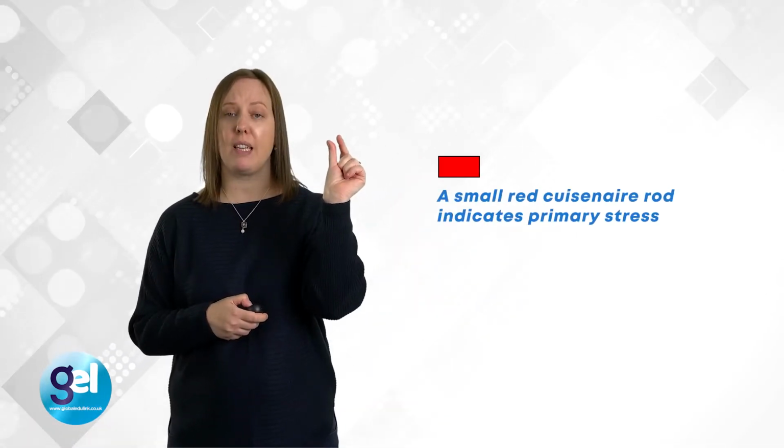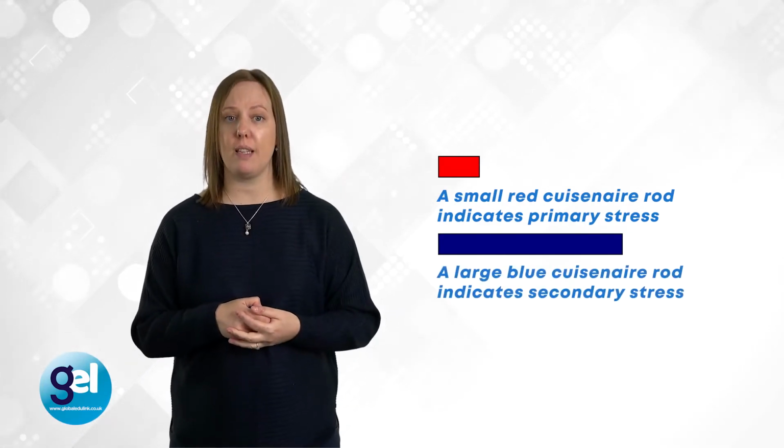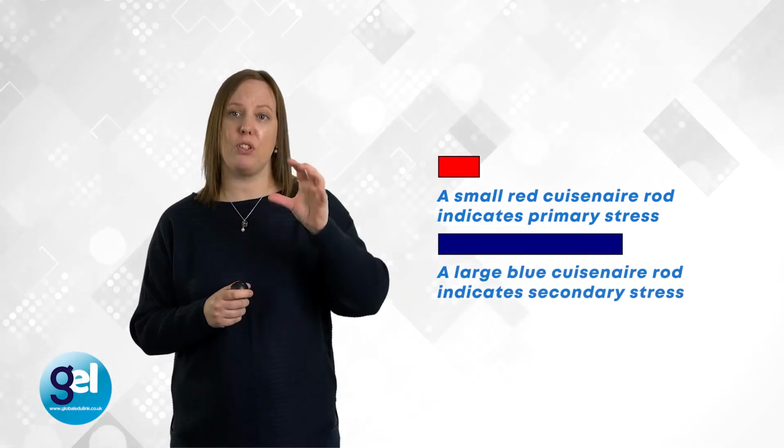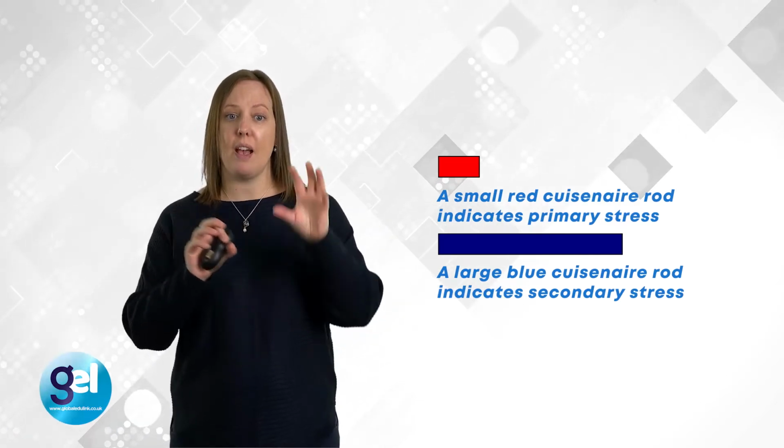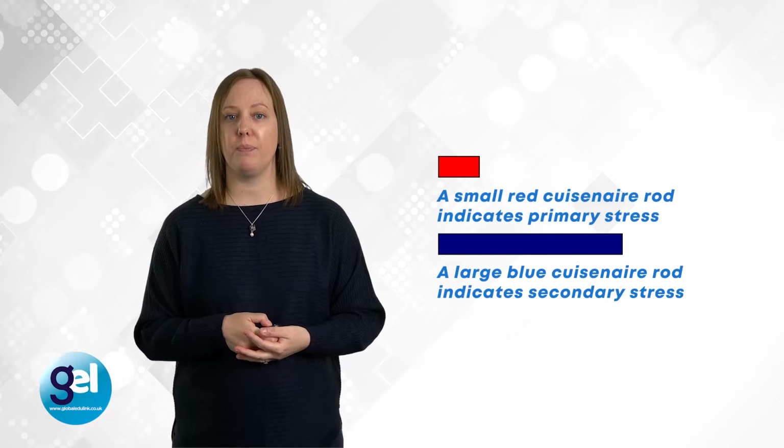If we look at word stress, sometimes we have primary stress, which comes at the front of the word, and secondary stress later on in the word. So we can have a small red block that indicates primary stress and a large blue block that indicates secondary stress. You can give the students a list of words and they have to put the Cuisenaire rods next to the corresponding words. Let's move on to Suggestopedia.